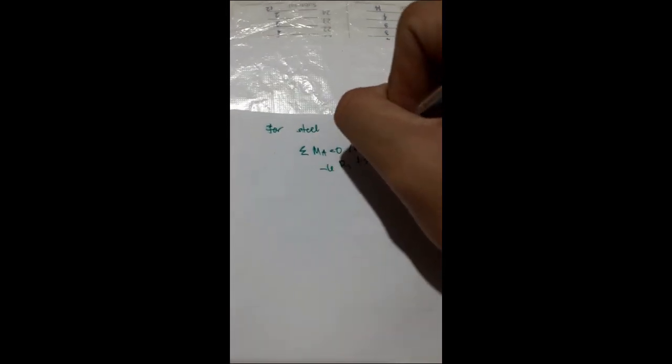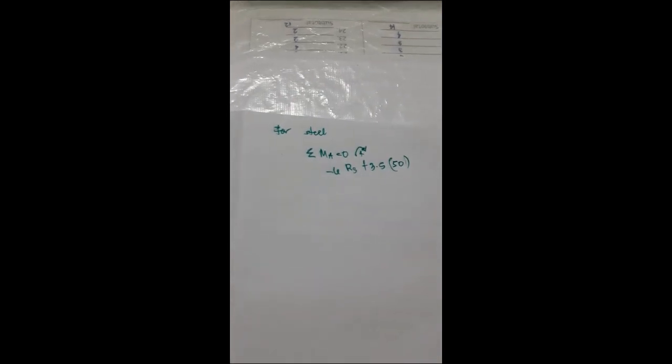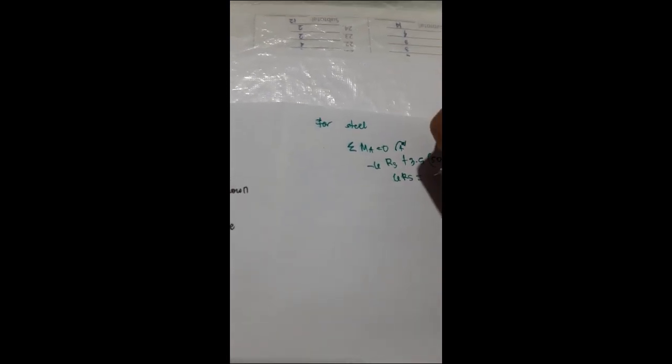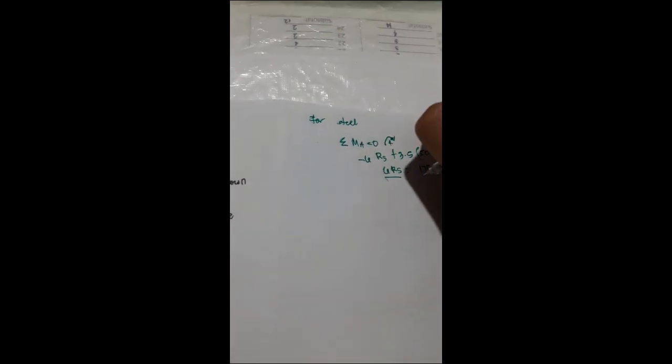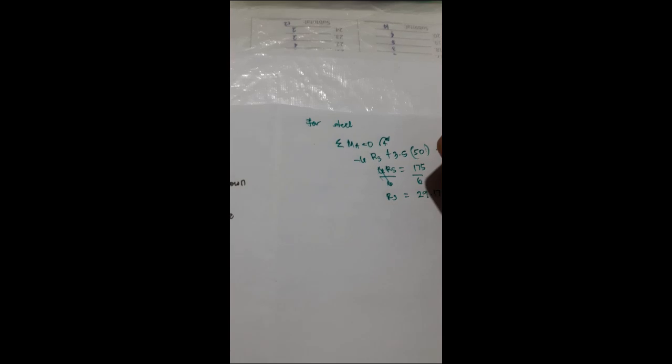RS plus 3.5 times the magnitude of the P, which is 50, is equal to 0. This would become 6 RS equals 175. Divide both sides by 6. Reaction at steel would be 29.17 kilonewton.